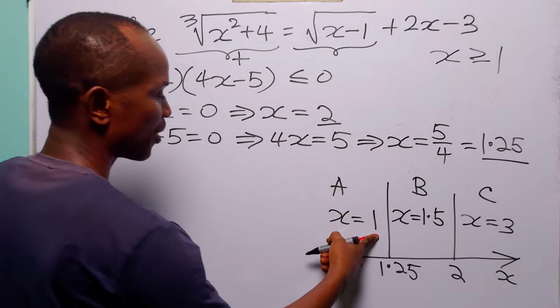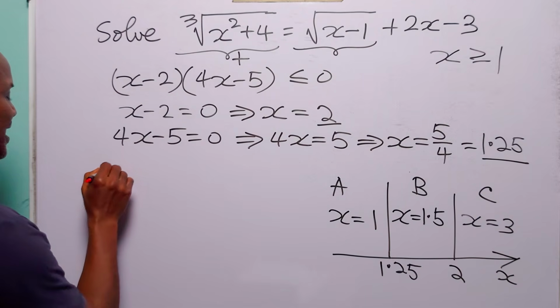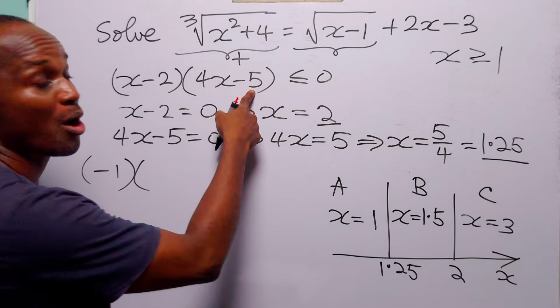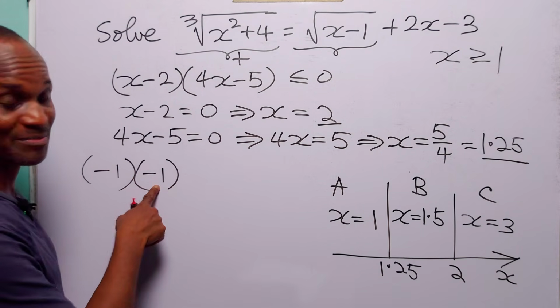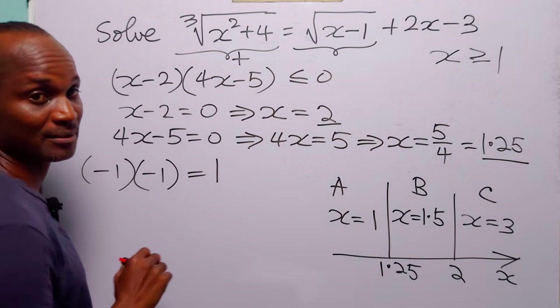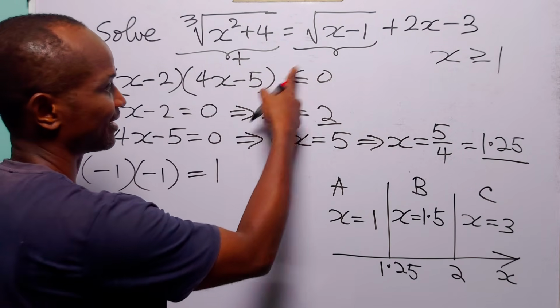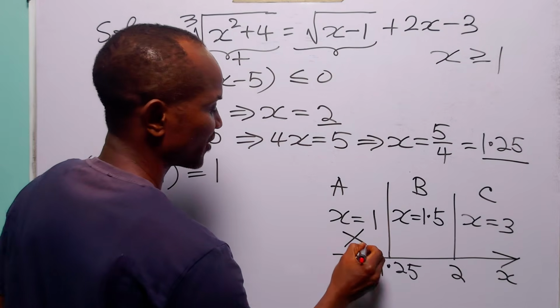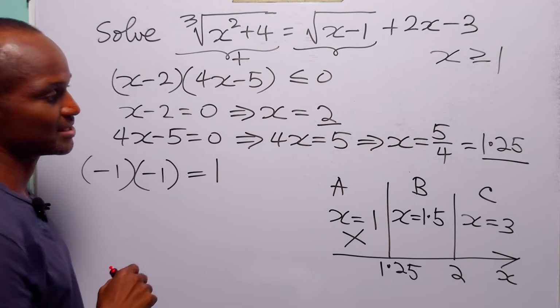When x is equal to 1, then we have 1 minus 2, which is minus 1, multiplied by 4 minus 5, which is minus 1. Minus 1 times minus 1 is equal to 1. And you know that 1 is not less than or equal to 0. So that means that values of x in region A do not satisfy this inequality.